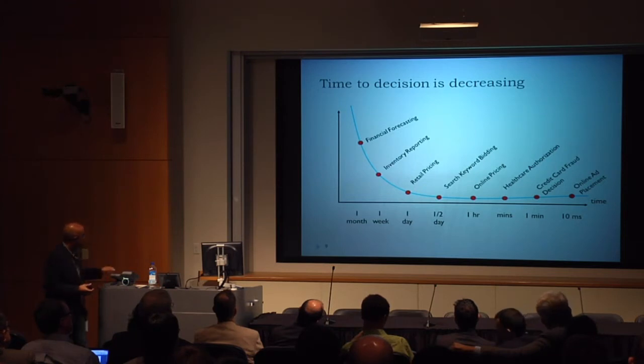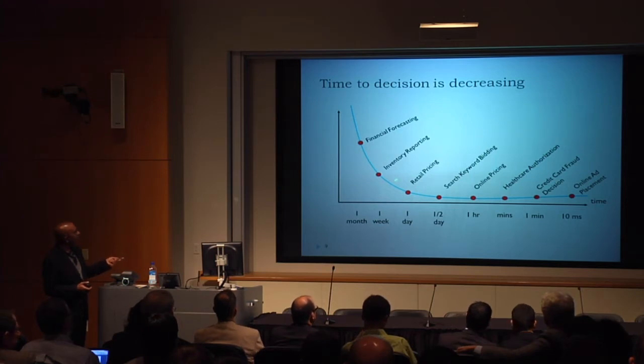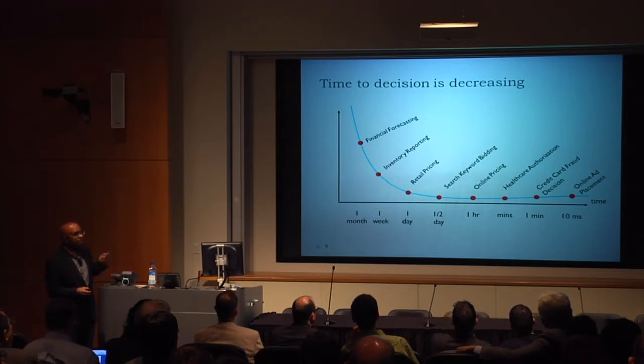It's just amazing to me. On this side of the spectrum, we have days and weeks, and this is the world of business intelligence and traditional analytics, financial forecasting, inventory reporting, retail pricing. All of these things can be done on this order of time. But look at what's happening on this order of time. 10 milliseconds. Online ad placement, for instance.